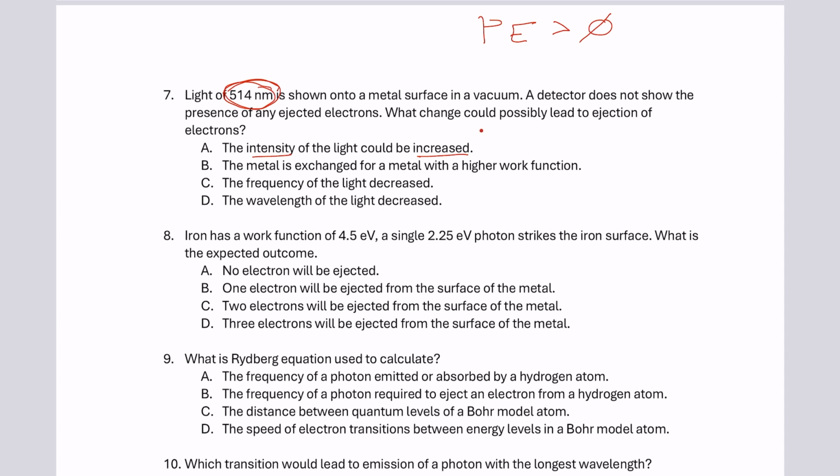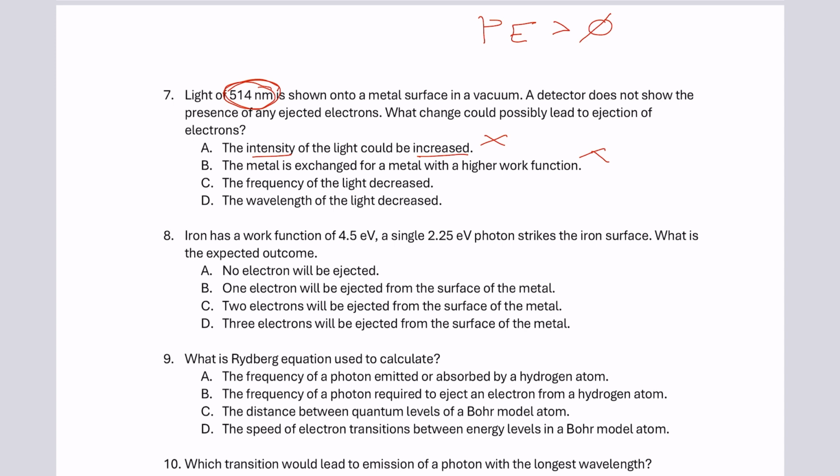Answer choice B says, the metal is exchanged for a metal with a higher work function. This is also incorrect. Using a metal with a higher work function would actually make it harder for electrons to be ejected, since the threshold energy required would increase. If electrons aren't being ejected now, increasing the work function is most definitely not going to help.